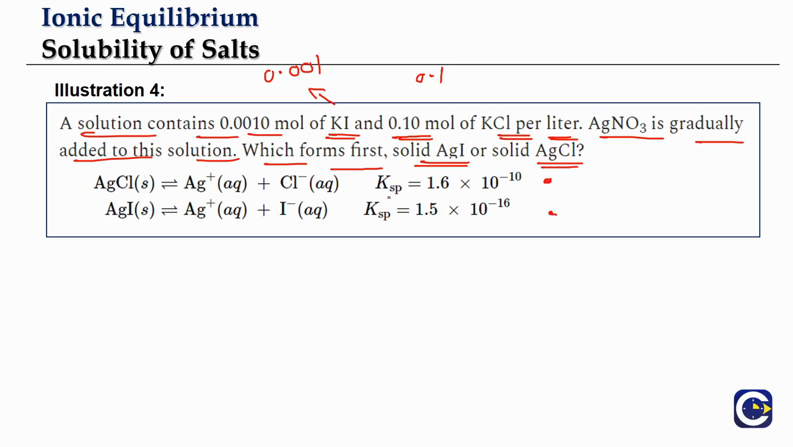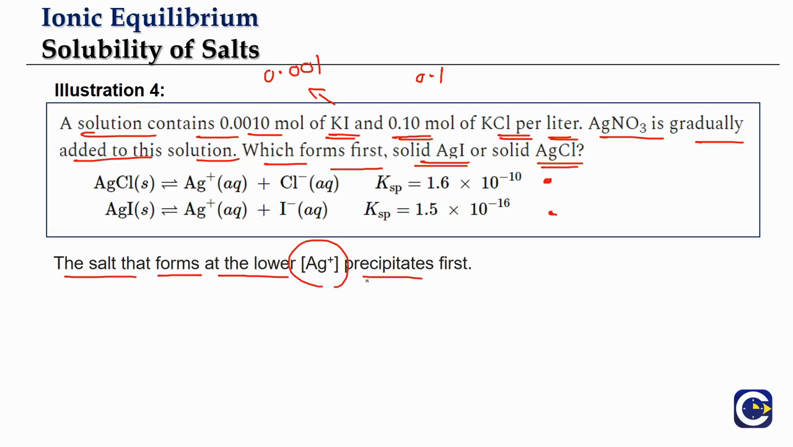The Ksp value of AgCl is given as 1.6 into 10 power minus 10. The Ksp value of AgI is given as 1.5 into 10 power minus 16. Now understand the concept we discussed. The salt that will form at lower Ag plus concentration is the one that is going to precipitate first. So whichever salt starts the precipitation at a lower value of Ag plus will be the one that precipitates first. So how do we find this? Let's say on this side we'll have AgCl and this side we'll talk about AgI.